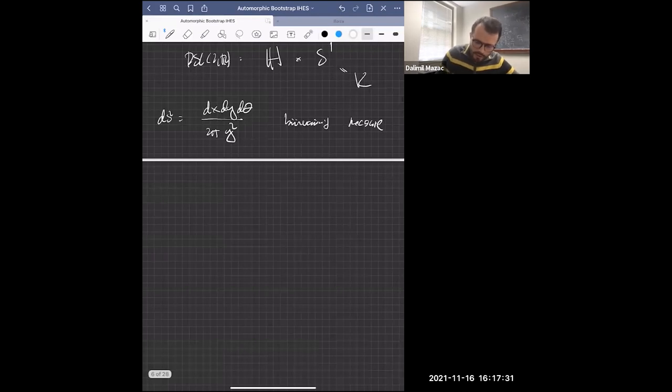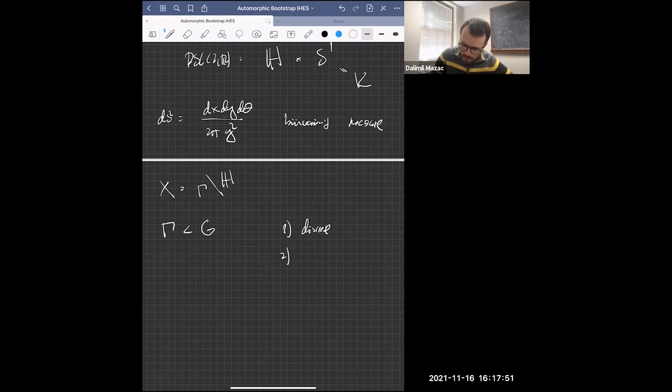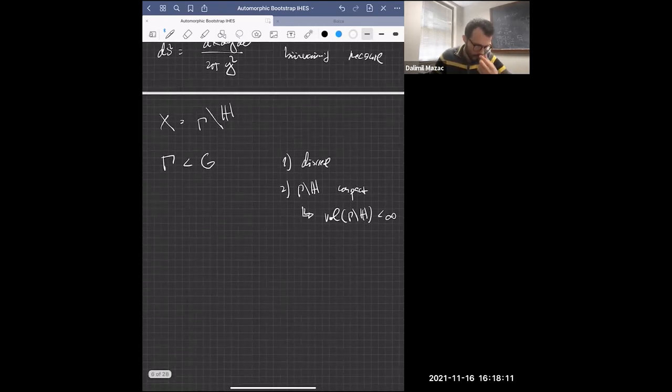Okay. So what is the surface now? Well, the surface X is just a quotient of the upper half plane by some discrete subgroup of PSL2R. So gamma will be a subgroup of PSL2R such that it is discrete, so it has no accumulation points inside PSL2R. And I'm also going to restrict to compact quotient. So H mod gamma will be compact, which in particular implies that it's finite volume. That will be important for having a vacuum in the spectrum.